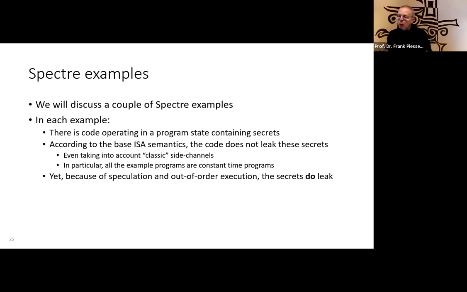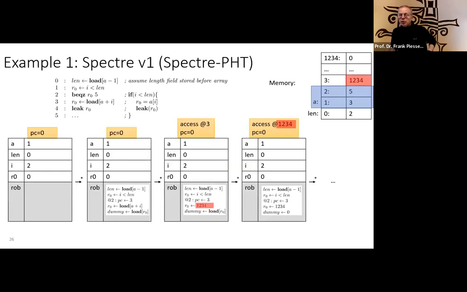So before we learned about transient execution attacks, these programs would be considered completely secure, right? In fact, all the examples I'll show you are what are called constant time programs. So they were hardened against classic microarchitectural attacks. But then, and that will be the key point, of course, for each of these programs, if you have speculation and out of order execution, the secrets will leak anyway, right? And that's what makes these actual transient execution attacks. So let's look at 2 examples, maybe to avoid running out of time.